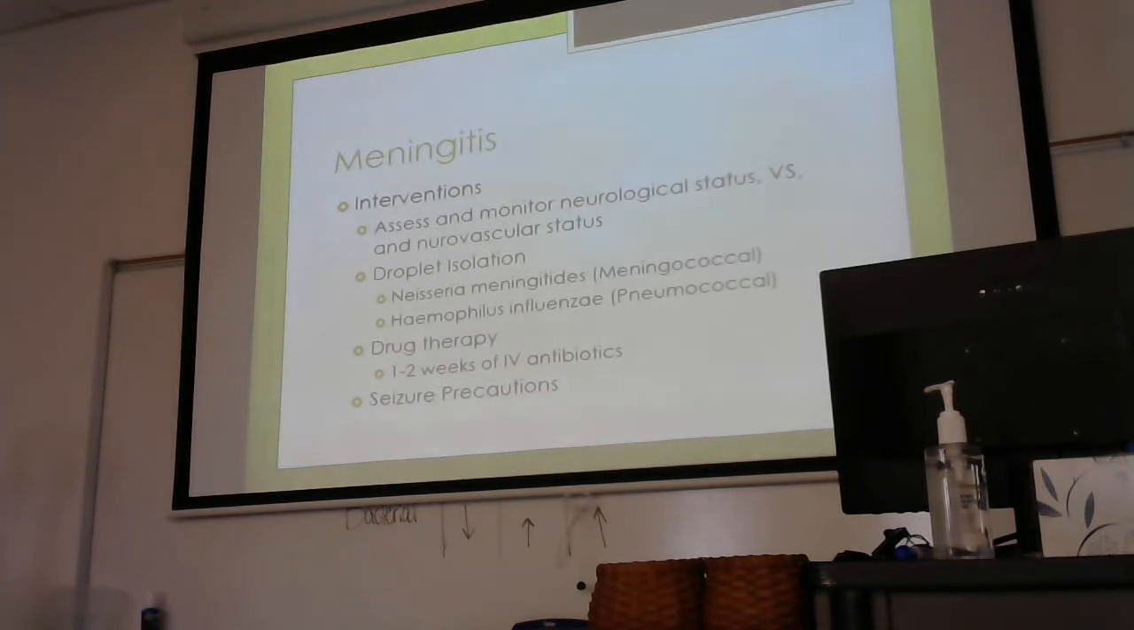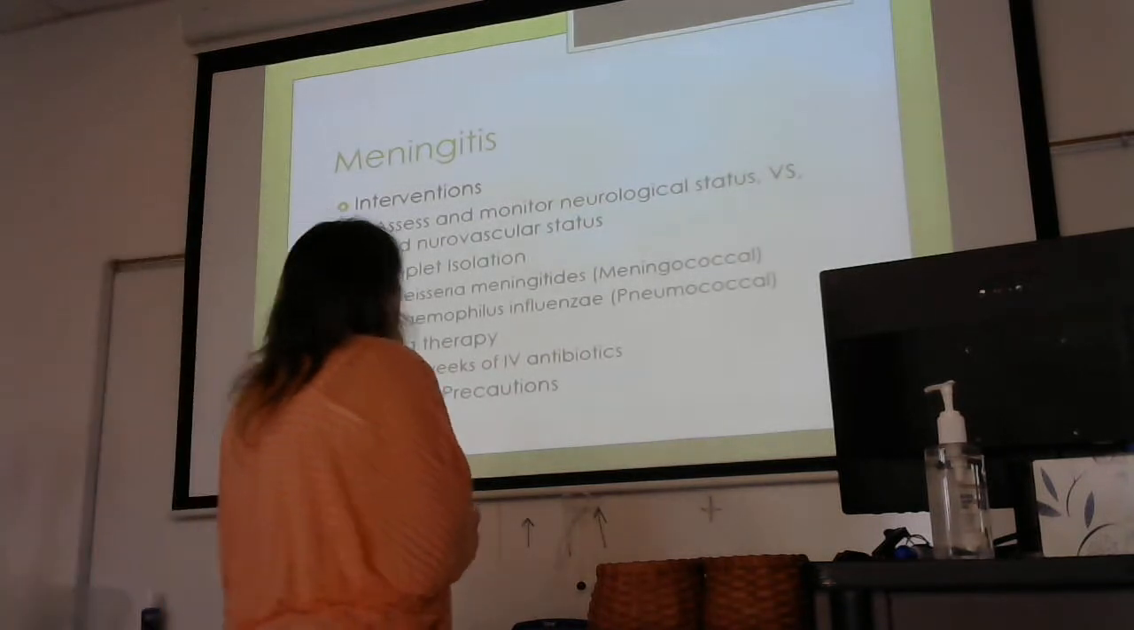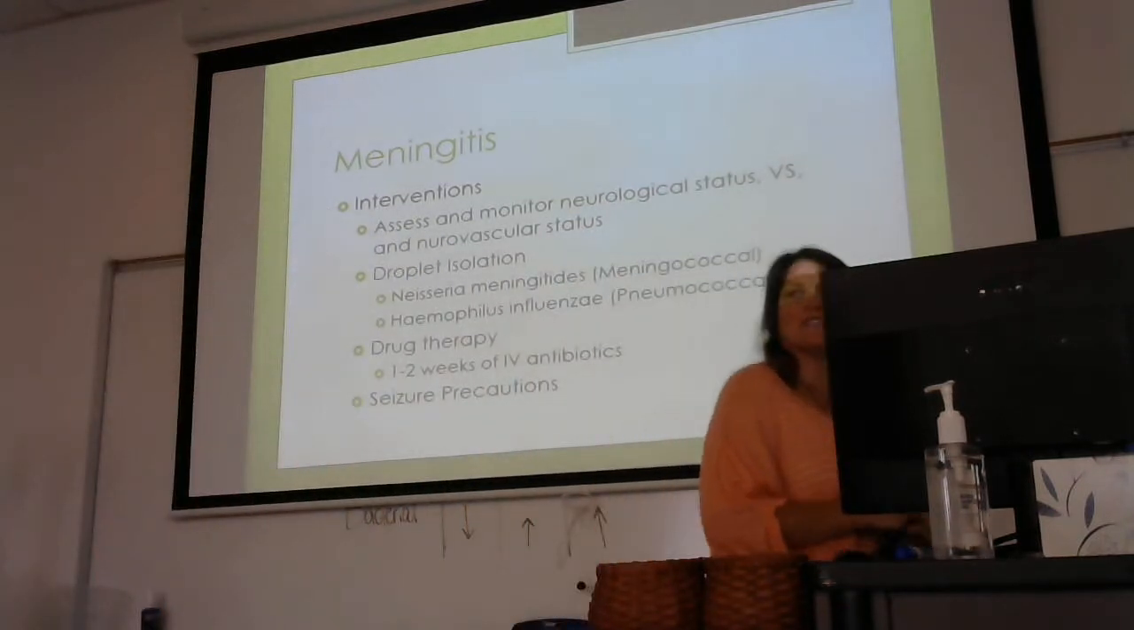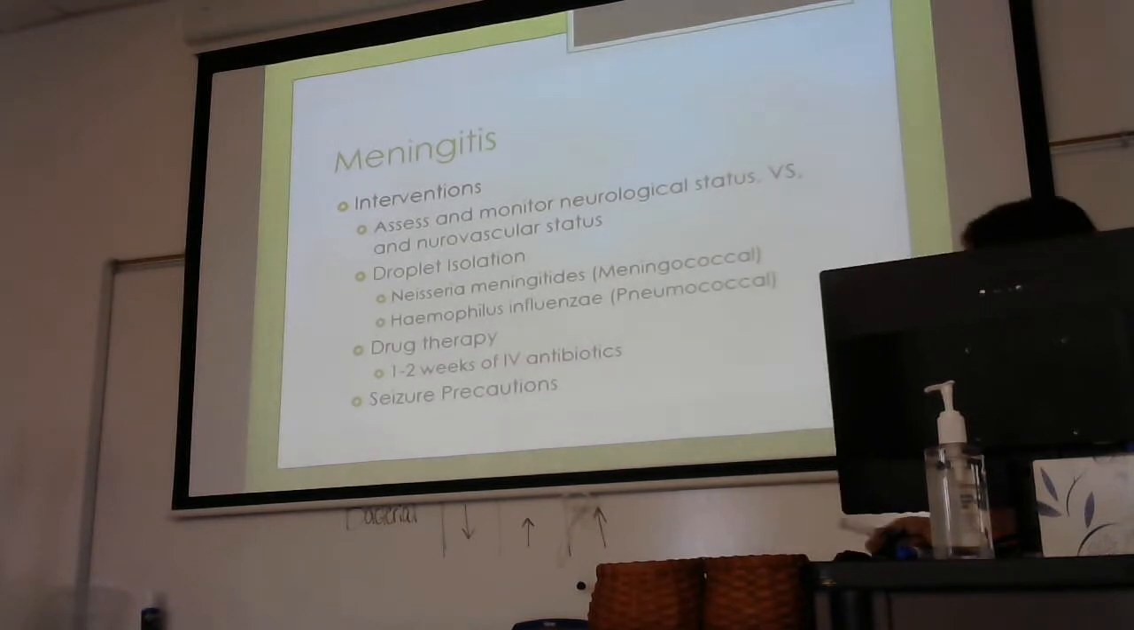We do put these patients on seizure precautions. Again, just like strokes, just like brain tumors, all of those patients, these go on seizure precautions as well. Because there is an inflammation of the meninges, they have the potential to have seizures. So we will put them on seizure precautions.